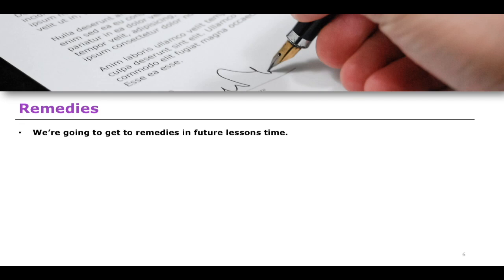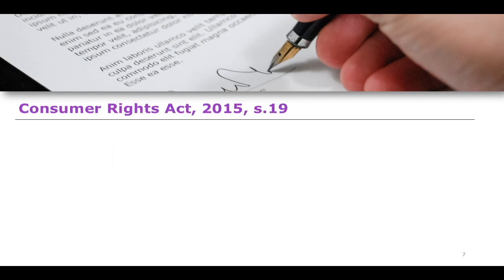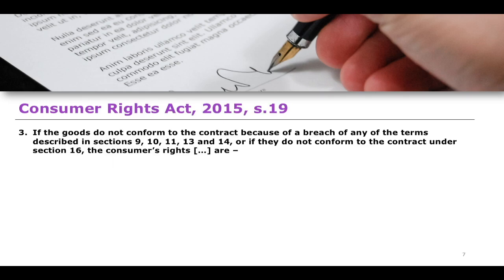Now, we will get to remedies in more detail in future lessons when we talk about the remedies generally to contracts. But for now, let's have a look at some of the remedies which are proposed within the Consumer Rights Act of 2015 for violations specifically of these kinds of provisions. So, for example, Section 19 says that, quote, if the goods do not conform to the contract because of a breach of any of the terms described in Sections 9, 10, 11, 13, and 14, or if they do not conform to the contract under Section 16, the consumer's rights are the short-term right to reject. This is found in Sections 20 to 22 of the Consumer Rights Act.